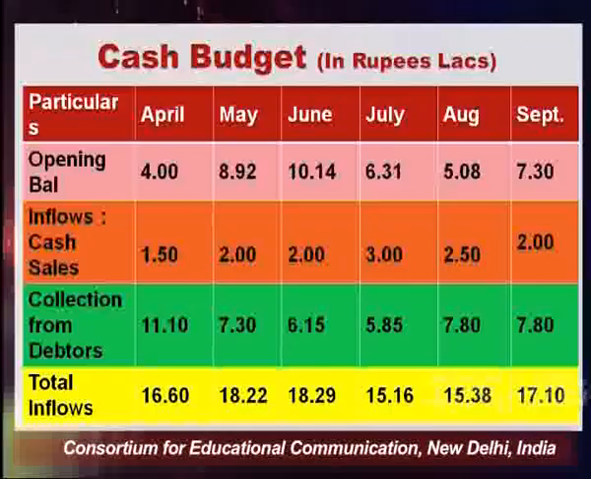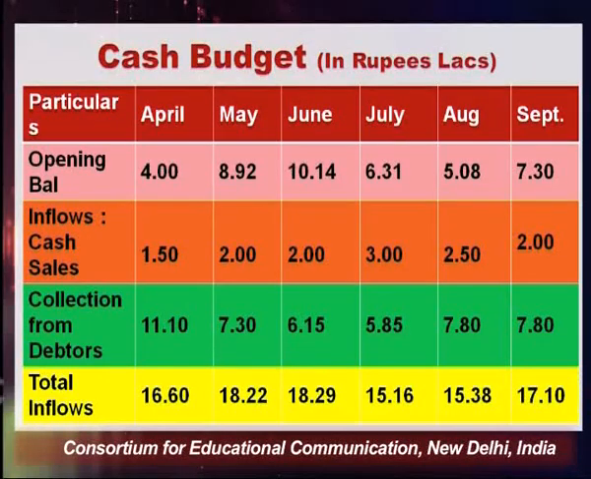For the month of April it is 11,10,000, for the month of May it is 7,30,000, and so on and so forth. Once it is computed, we have to aggregate the total inflow, which means opening balance plus inflows, that is cash sales and collection from debtors. Once we calculate it for the month of April, the total inflow becomes 16,60,000. And the same for the month of May, 18,22,000. And we have to do this kind of aggregation for all subsequent months from April to September. This is what we have done here.